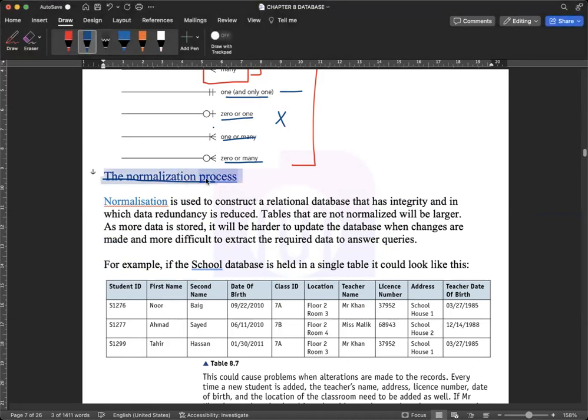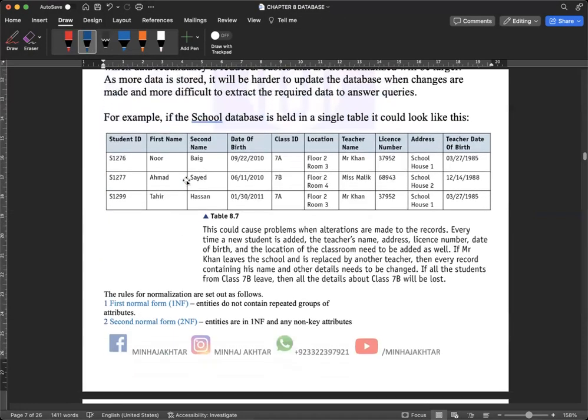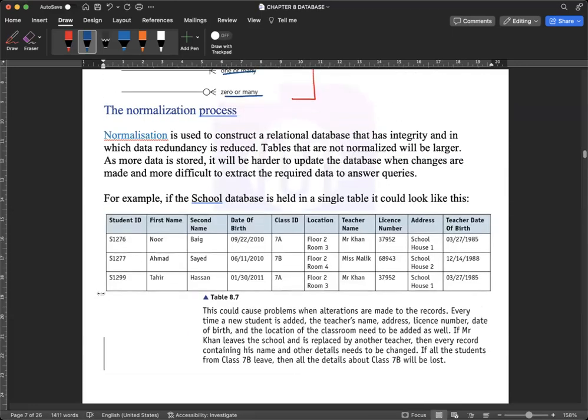So it depends how many tables are there. The question is, sir, how many tables we need to draw? So normalization is broken down into three rules. I'm going to teach you those three rules as well. But before that, you need to understand how normalization works. Normalization is used to construct a relational database that has integrity and in which data redundancy is reduced. What does it mean? Integrity, what does it mean? Redundancy.